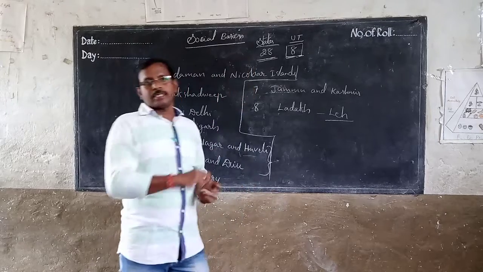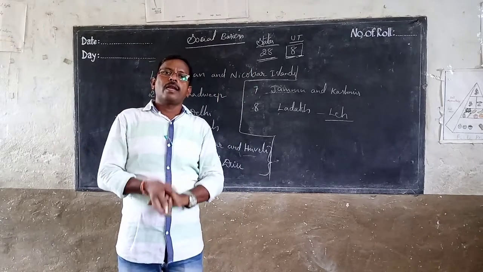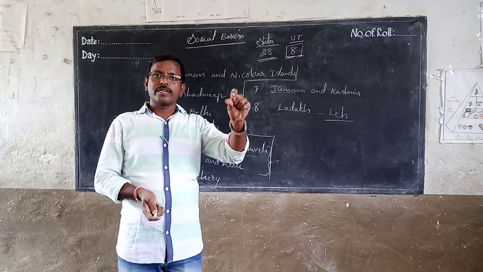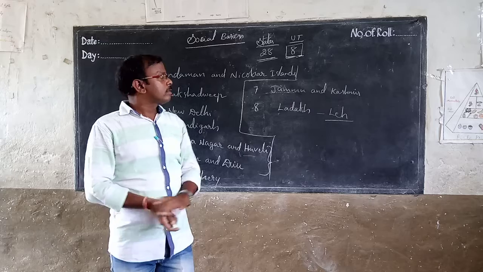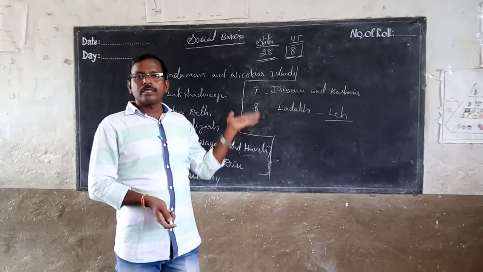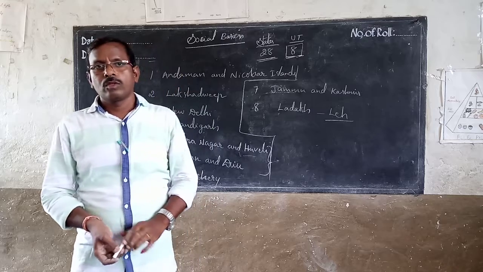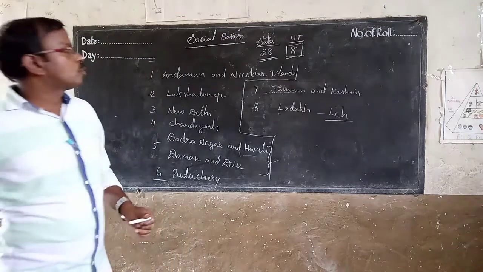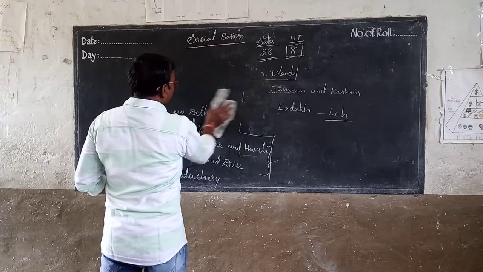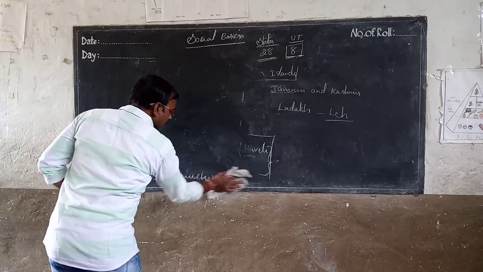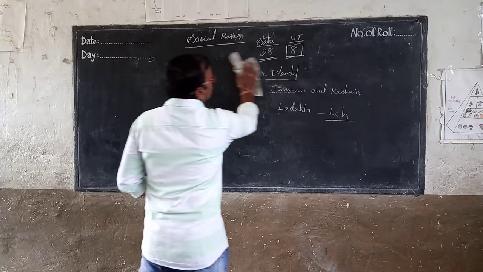So you should write the 28 states, their capitals and their languages. And next, the union territories, their capitals and their languages also. So that is what you have to write. So this is mainly about our country. What is our country's capital? Yes, our country's capital is New Delhi. That is also something you should write about our country.